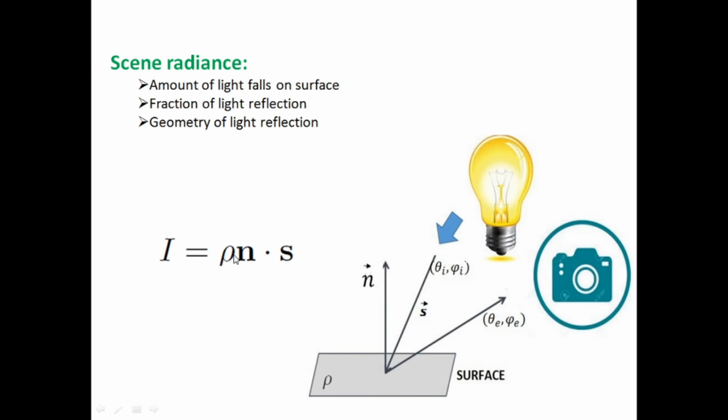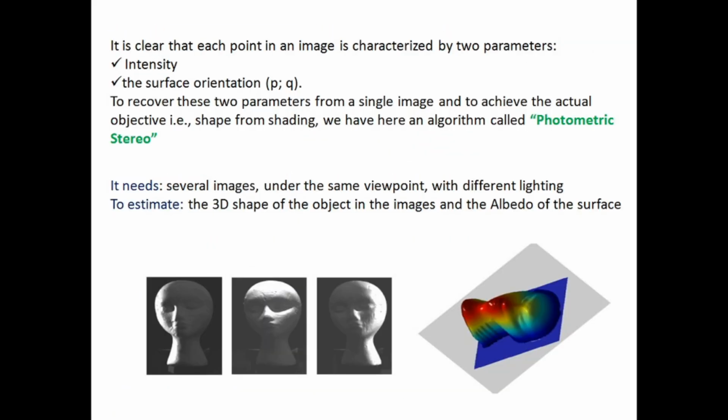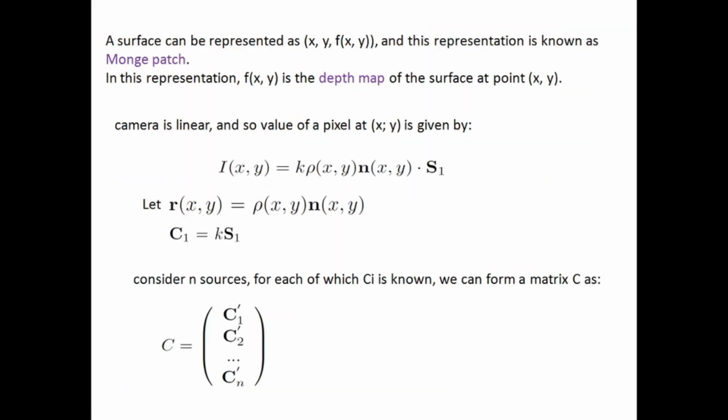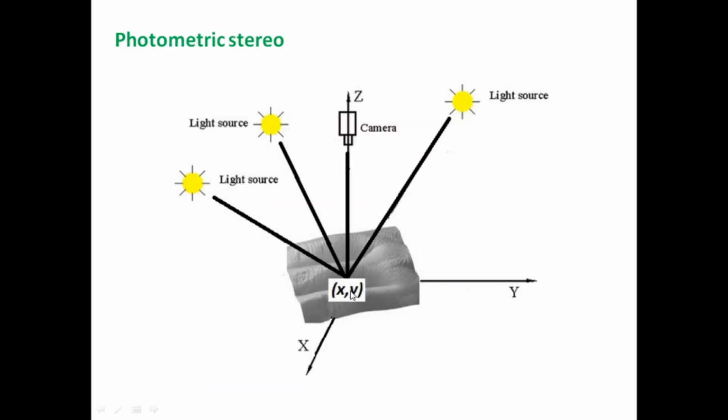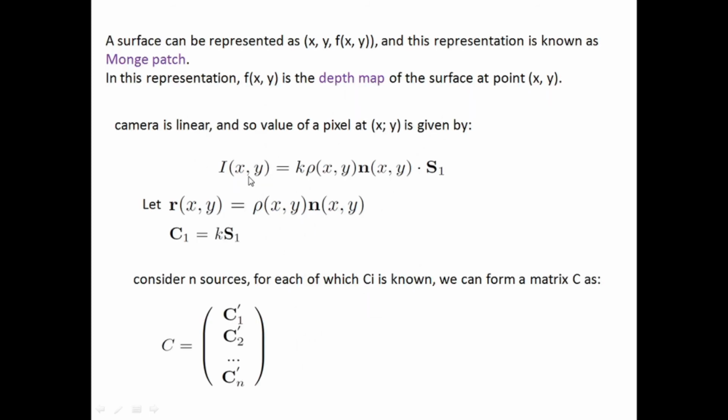So what is rho here? Rho is the albedo, n is the normal component, s is the light source vector component. So I equals rho n dot s. Why x comma y? Because I am focusing on this coordinate, this location on the surface. So I of x comma y equals k into rho of x comma y times n of x comma y dot s1. Dot means it is the dot product.